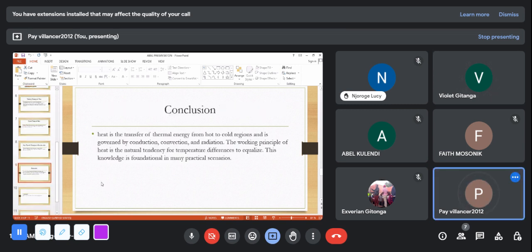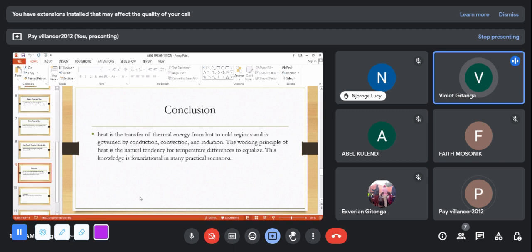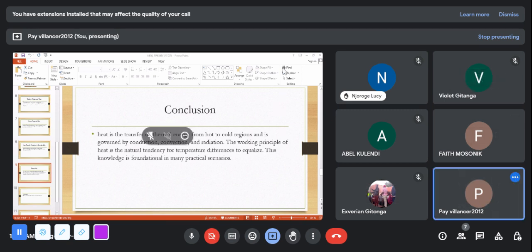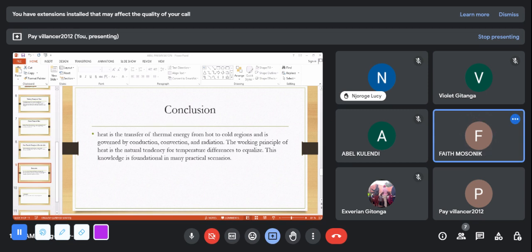Now, let's check on our conclusion. Let's have Faith summarizing for us, going through the conclusion. Faith, are you there? Yes, I'm there. Take us through the conclusion.